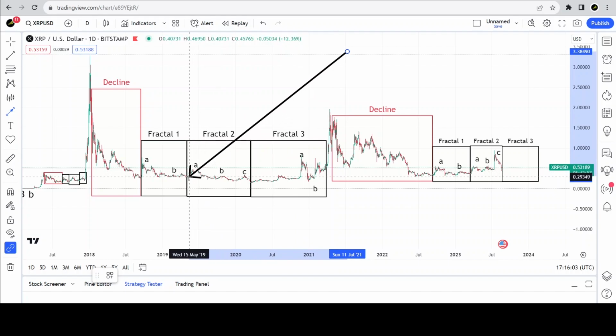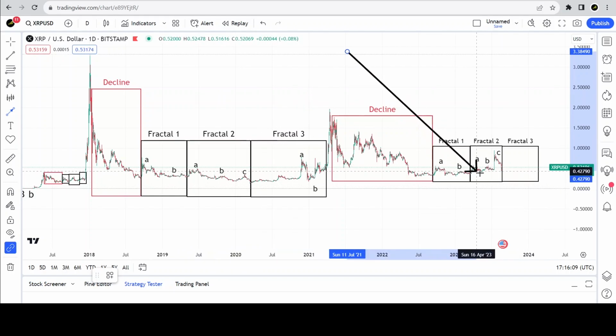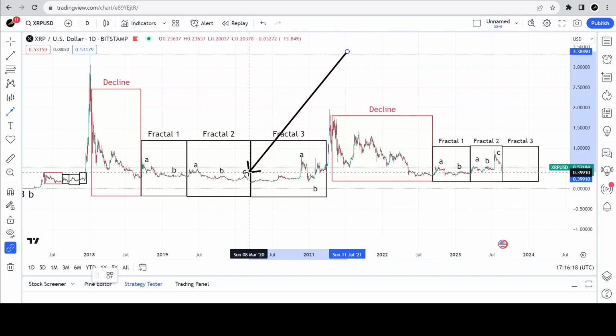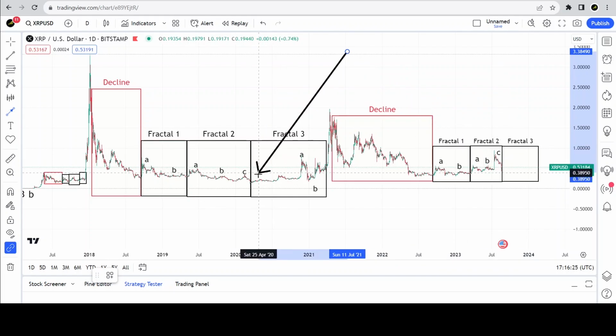In fractal 2, it consists of three waves, wave A, wave B, and wave C. We have completed wave A, wave B, and wave C was very much exaggerated by the lawsuit ruling. However, it stayed true to its nature. It declined just like it should have done. So let's dive into this area right here and examine this a little closer.